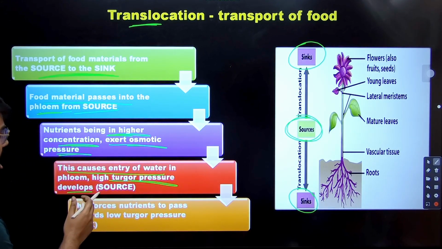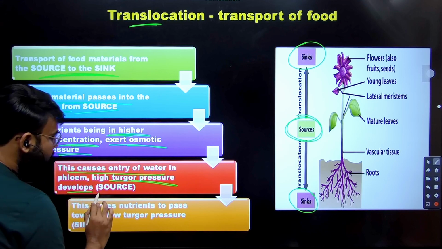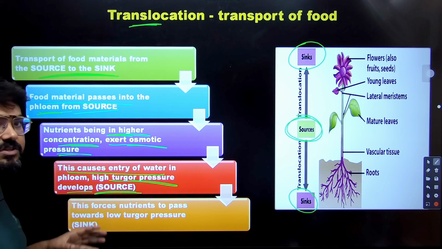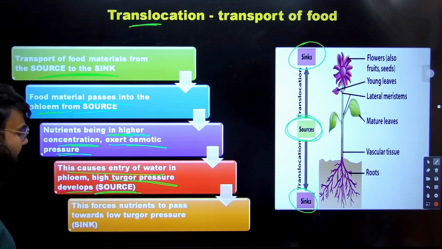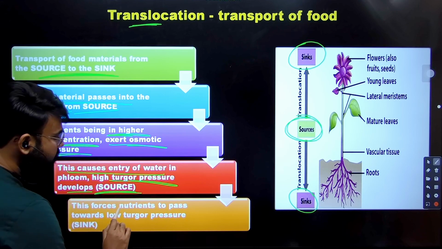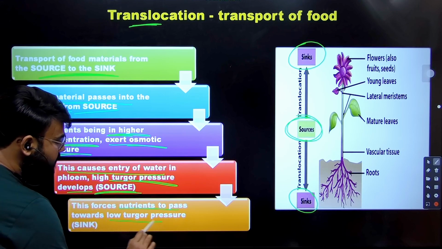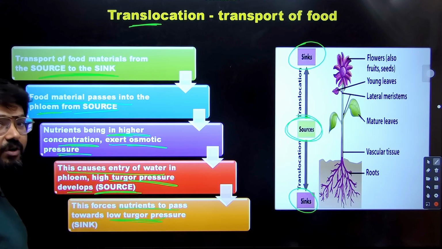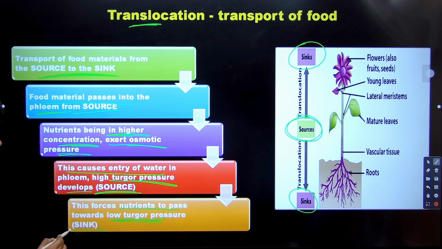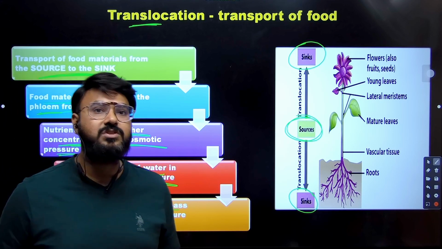Now, when turgor pressure is more at the phloem, which is the source, then there is no option. The food material will pass towards the low turgor pressure. And what is at the low turgor pressure? The sink, which is the area of utilization.